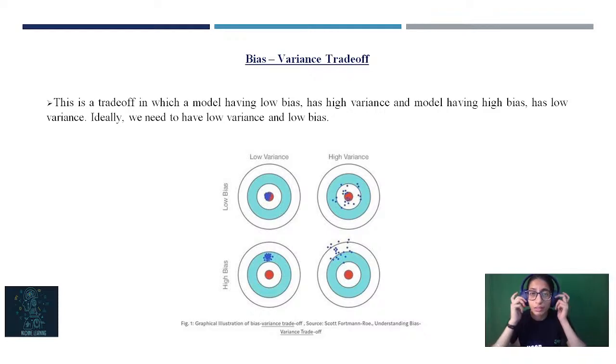So what is the bias-variance trade-off? In the trade-off, a model with low bias tends to have high variance. If there is low bias, there will be chances of high variance. If there is high bias, there will be chances of low variance. Low, high, low, correct?